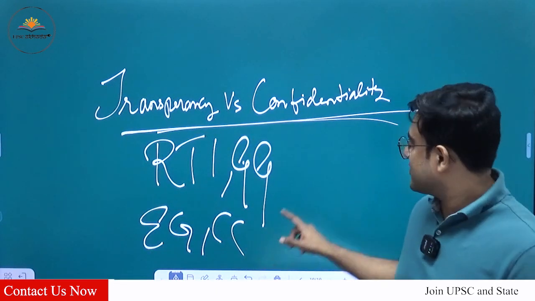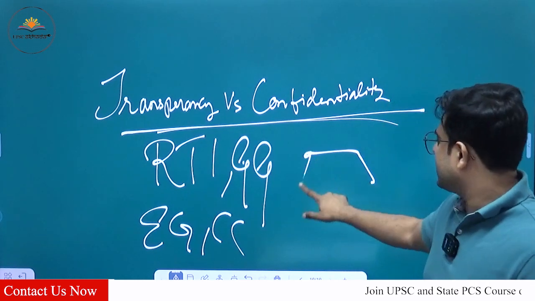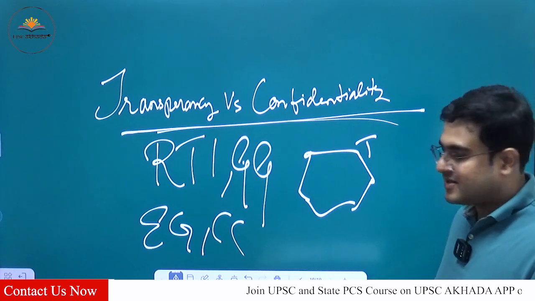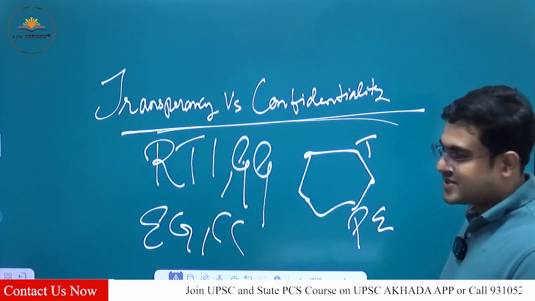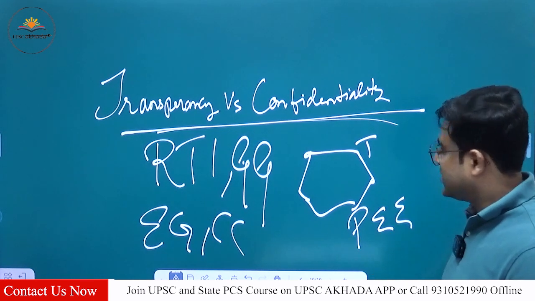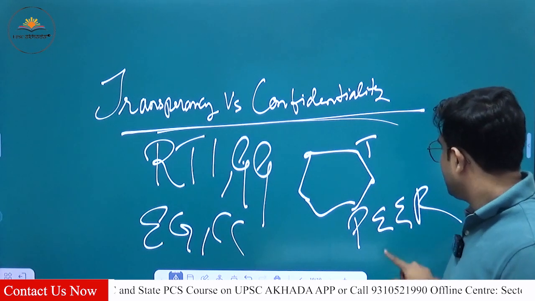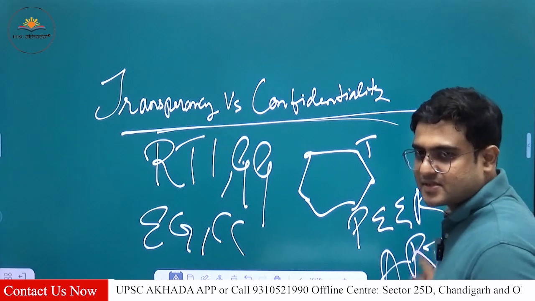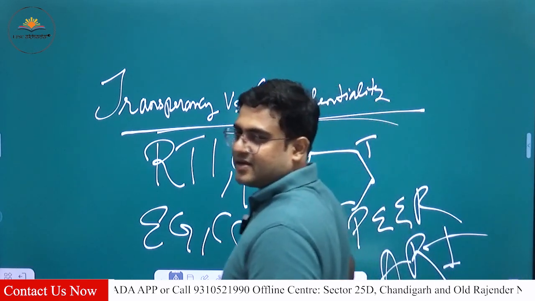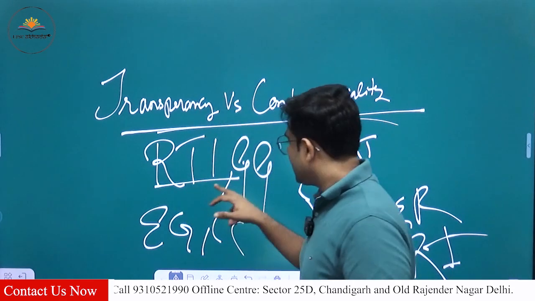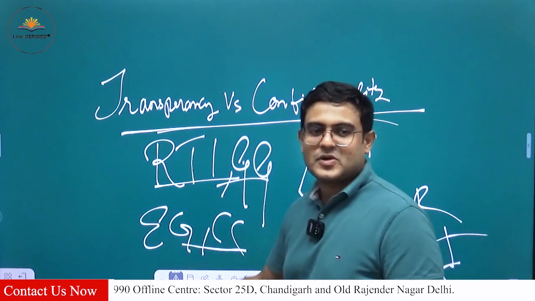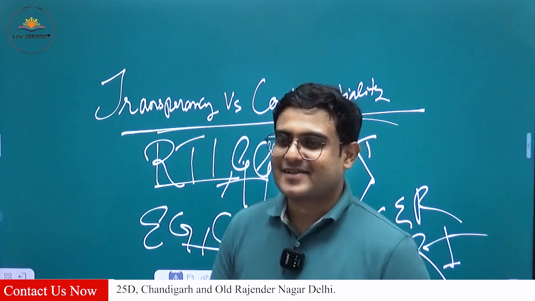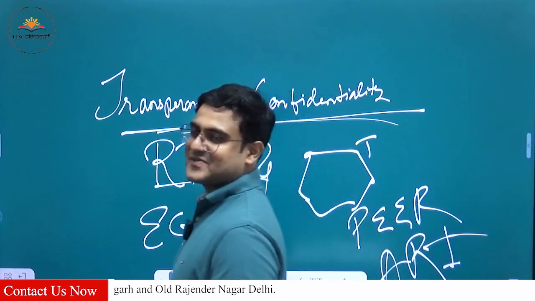One of the values of that hexagon of good governance is transparency. The others are participation, efficiency, effectiveness, equity, rule of law, accountability, responsibility and transparency. One of the hexagon is transparency, RTI, but bureaucracy is an information hoarder. They will keep information to themselves.